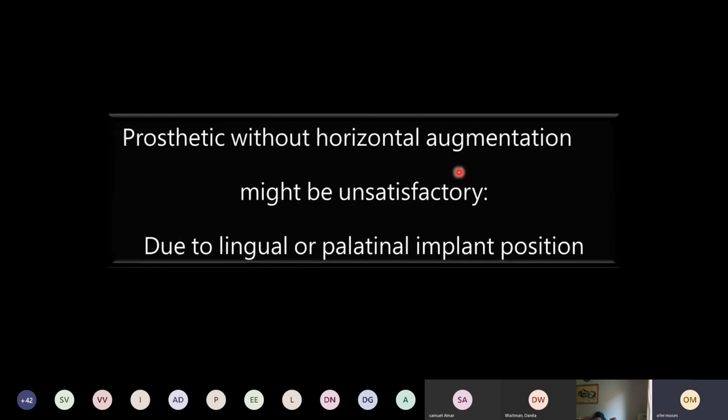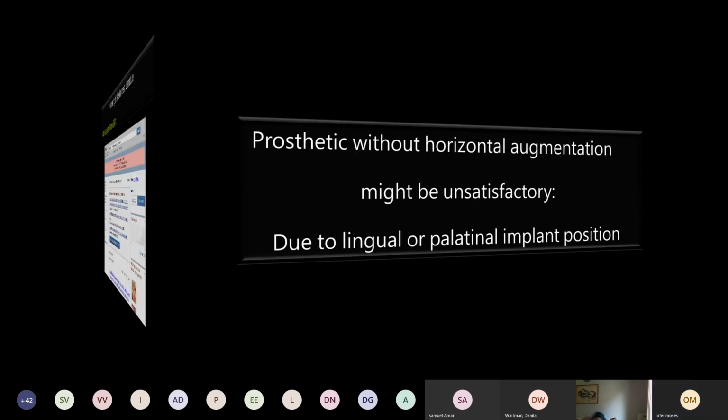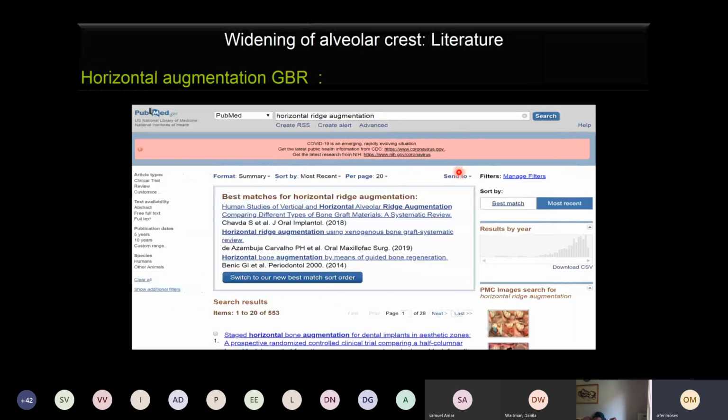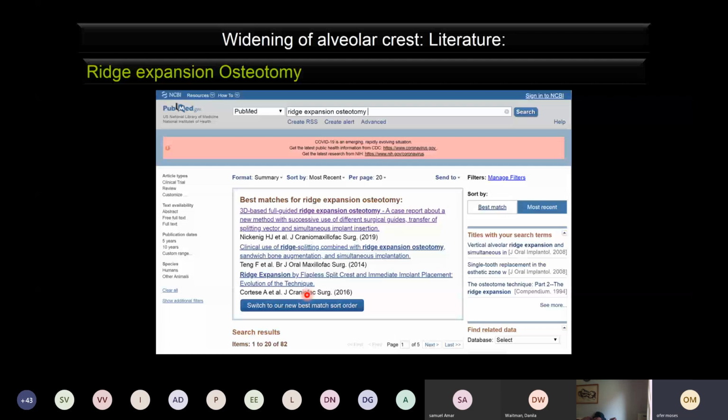The prosthetic result could be very poor, might be unsatisfactory, maybe due to lingual or palatinal implant position. Now, as to PubMed, as I said, it could be under the name horizontal augmentation GBR. There we see a lot of articles, 553. Under the name of ridge expansive osteotomy, we could find 82 articles.